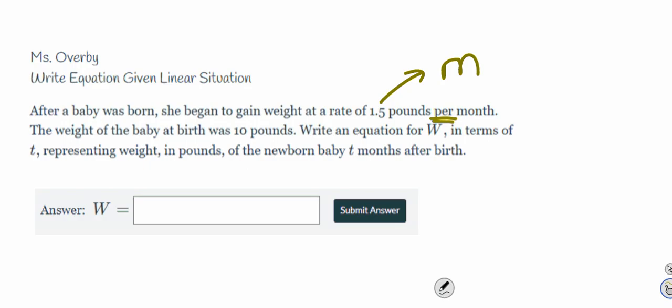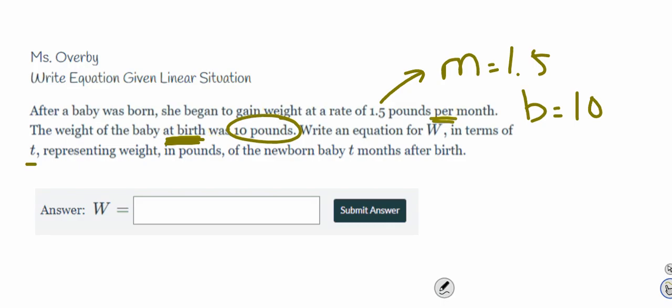That is our slope, our rate of change, 1.5. The weight of the baby at birth, you can't get any more at the beginning than at birth, was 10 pounds. This is a big baby. So our "in the beginning" is our y-intercept, that's 10 pounds. Write an equation for W in terms of T.